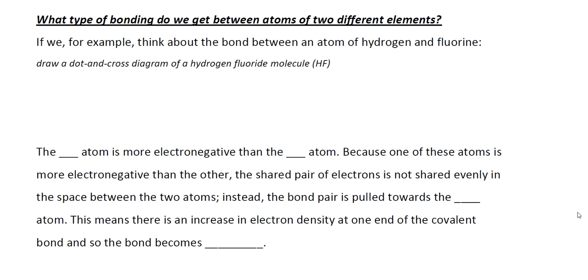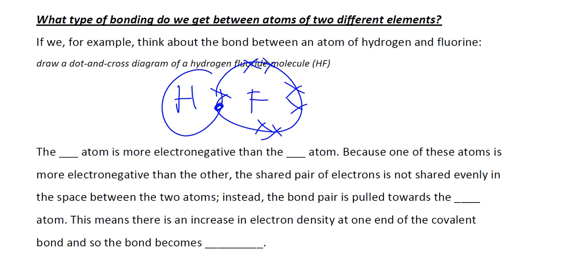Okay, same process. Can you draw me a dot and cross diagram for a hydrogen fluoride molecule, and then try and think about which atom is more electronegative than the other one, and then where will the bond pair of electrons be pulled towards? Have a think about that. We'll come back in a moment.